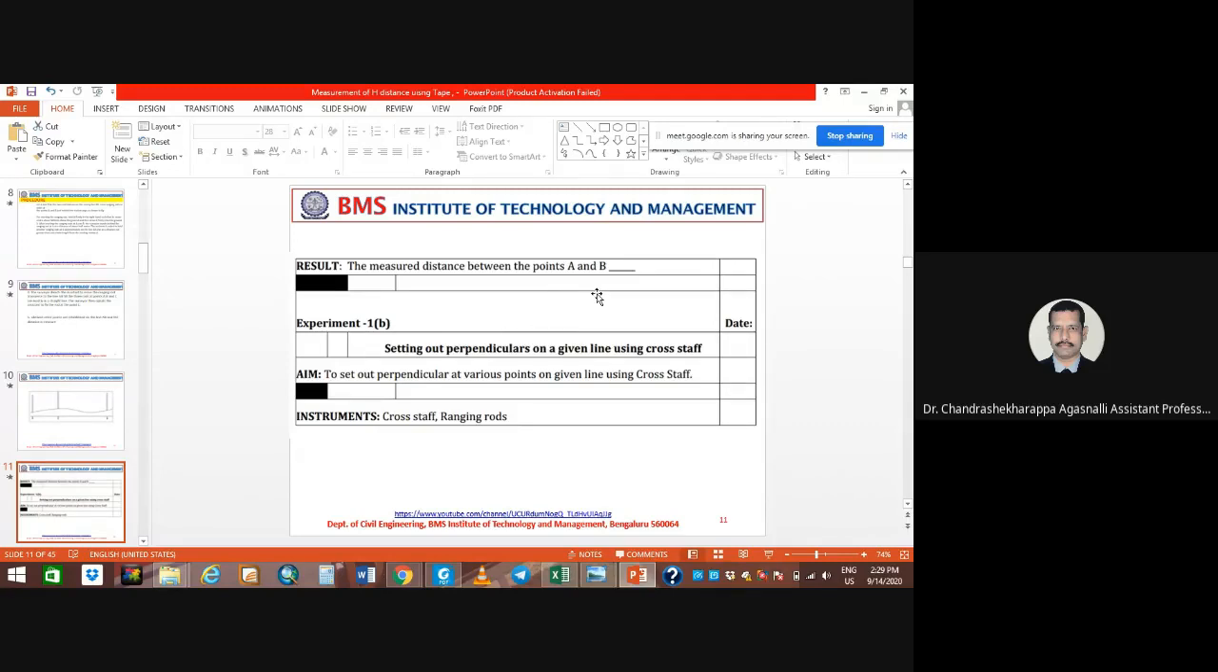So when you are not setting the lines perpendicular, at 90 degrees, you have to use the crossstaff to set out the perpendicular at various points on a given line. That is the aim of the experiment, and you have to use the crossstaff and ranging rod.